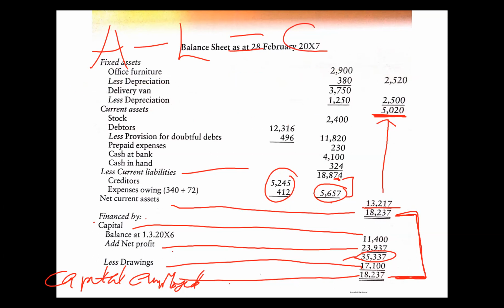This balance sheet I've shown you follows this equation, where you have net current assets being equal to the capital employed. Any question? Is there any question?